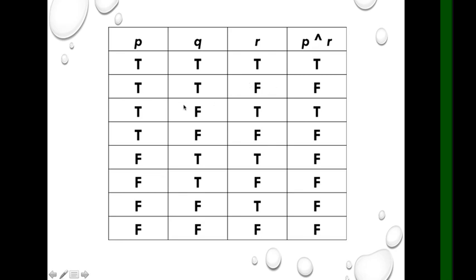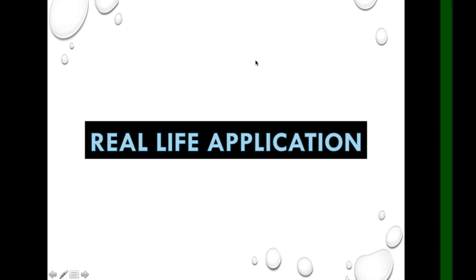TF, that's false. TT, that's true. TF, that's false. FT, that's false. FF, that's false again. FT, false. FF, false. We only have 2 true here. Okay? So because there are only 2 statements which have a hypothesis that is true and a conclusion that is true. Real life application.